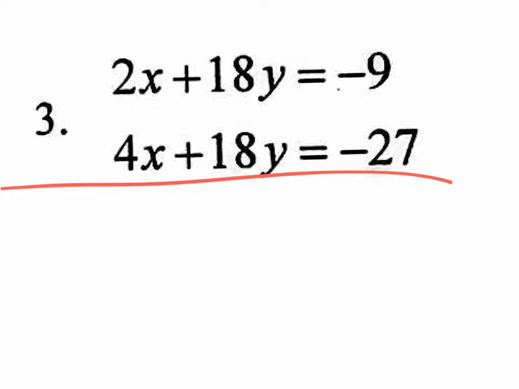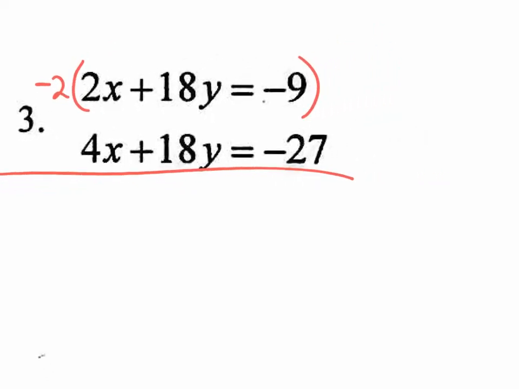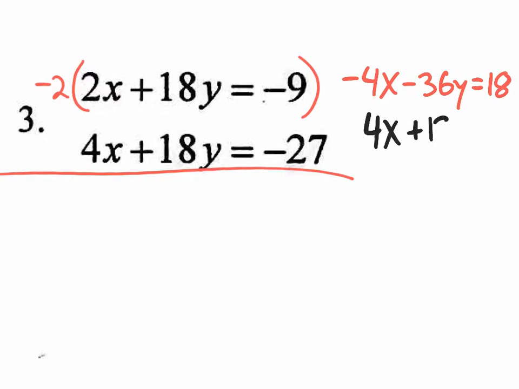Because you guys told me to multiply by -2 first, that's the first thing you guys said, I want to go with that. Now, normally I would just multiply the bottom one by -1 and it'd be ready to go. But I want to multiply the top one by -2 just for funsies here. So the top equation becomes -4x, it becomes -36y, and it becomes +18. And that's my new modified top equation. The bottom equation, I'm going to just rewrite it. 4x plus 18y equals -27.